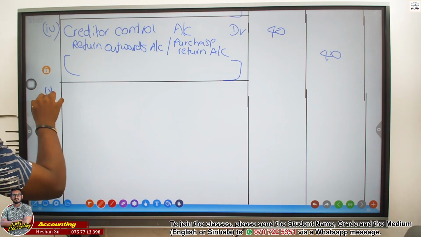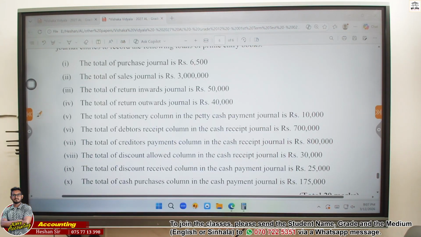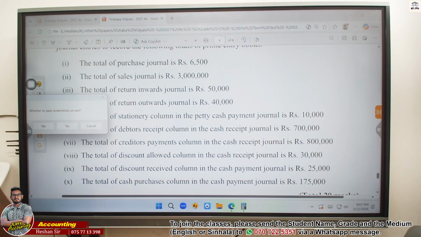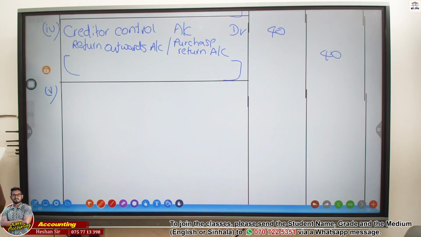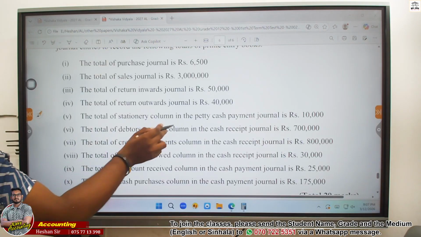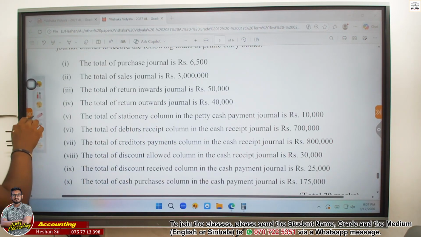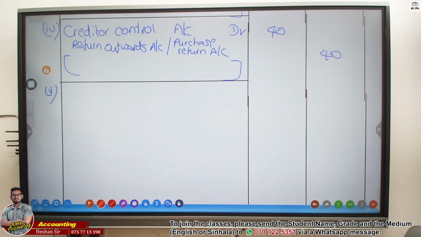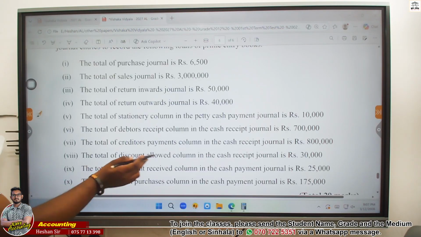Number 5. The total of the stationery column in the petty cash payment journal is 10. So the stationery column means that is the payment. How do we record the petty cash stationery column?